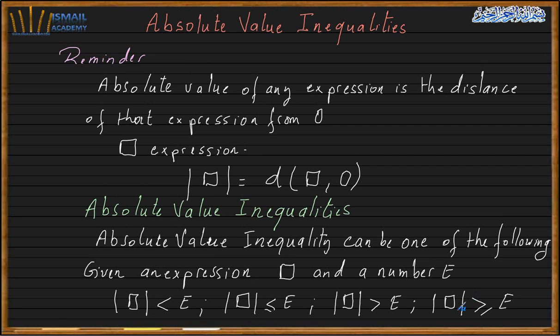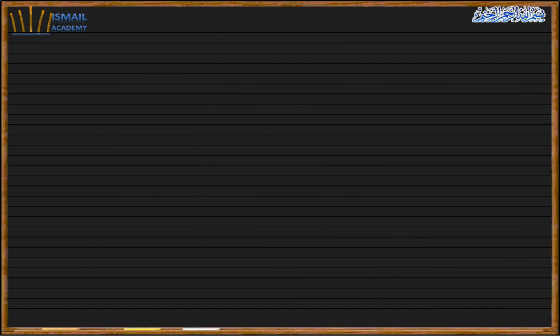So now we need to learn how to find the solution of an absolute value inequality. We need to understand what those two statements mean. For example, for the first one, the absolute value is less than 7.